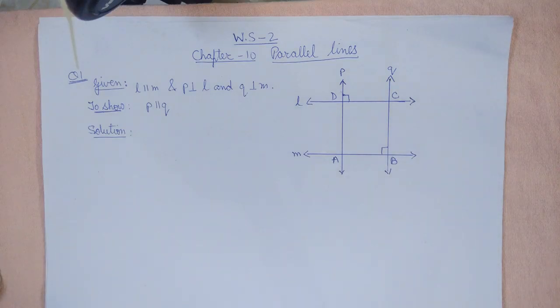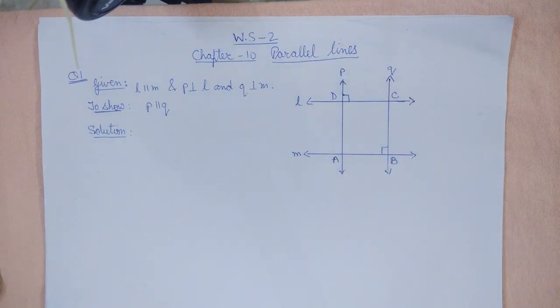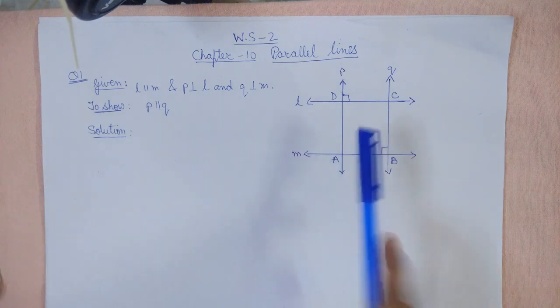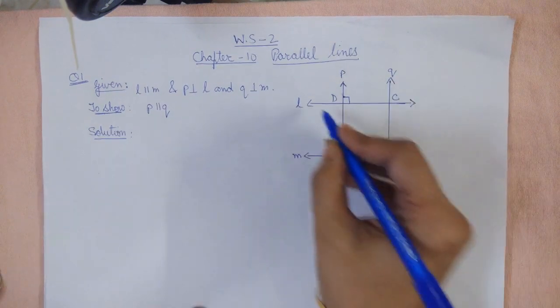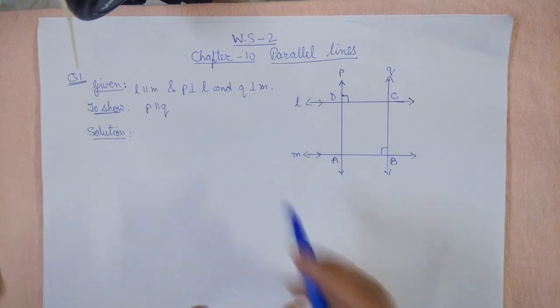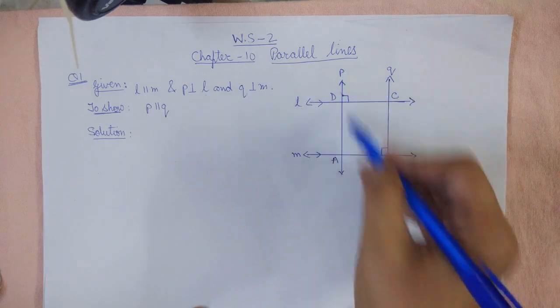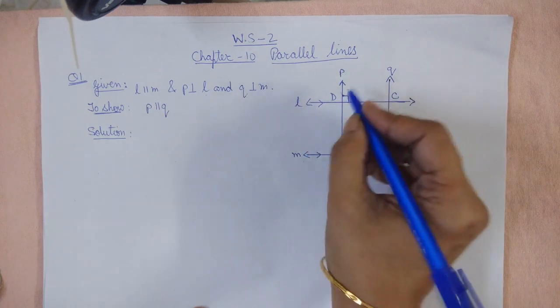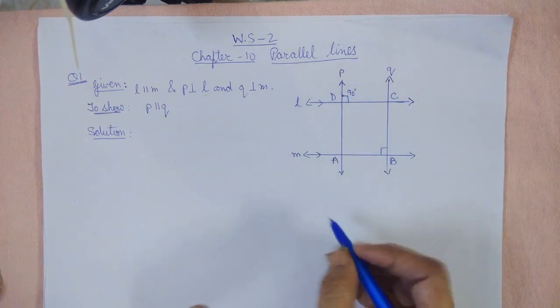Hello everyone. Now in worksheet 2 of chapter parallel lines. First question. In the first question it is given L parallel M. So these two lines are parallel, given. Then it is given P perpendicular L. P perpendicular L means this perpendicular is there, so it means it is 90 degree.